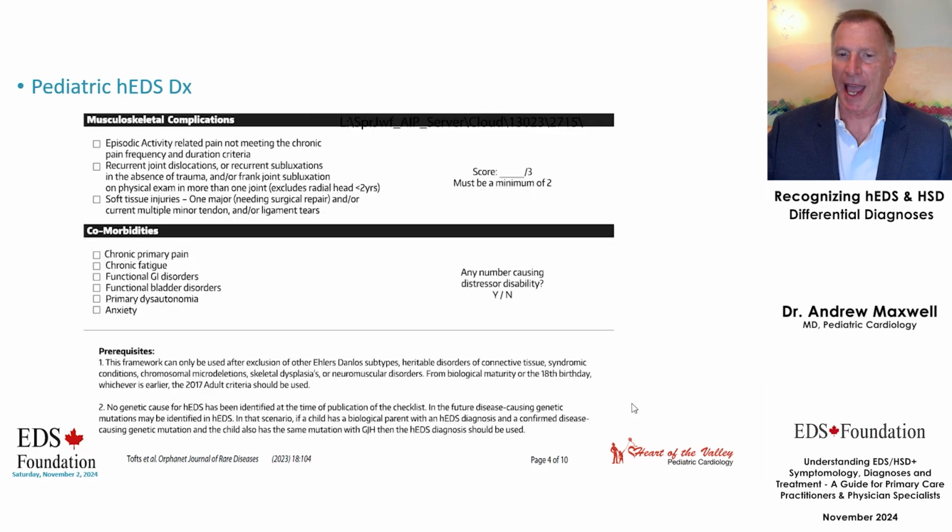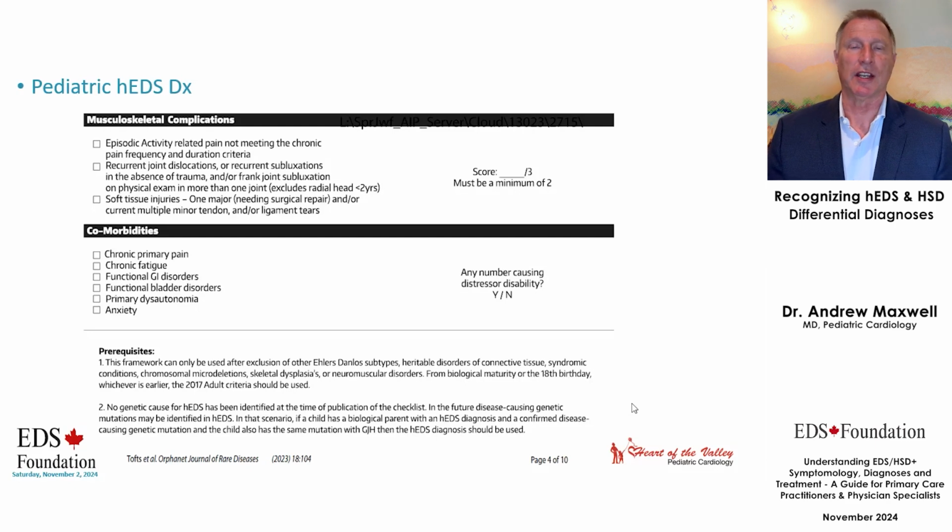They also added on another group, musculoskeletal complications, in a different way, at least, not describing pain in terms of joints being dislocatable in a certain amount of time, but rather episodic activity related pain, not meeting the chronic pain frequency and duration criteria, recurrent joint dislocations and subluxation in the absence of trauma, and soft tissue injuries, one major needing surgical repair, and or current multiple minor, such as tendon and ligament tears. 2 of the 3 of those are necessary.